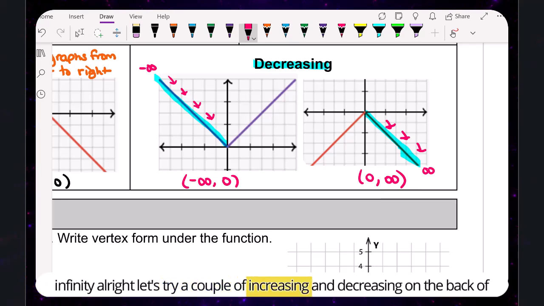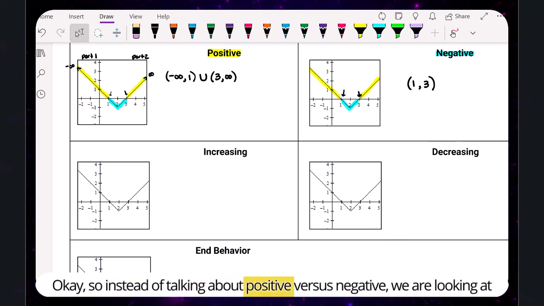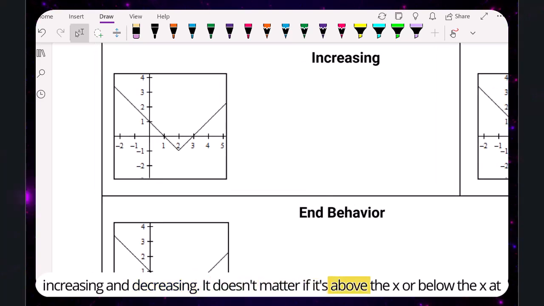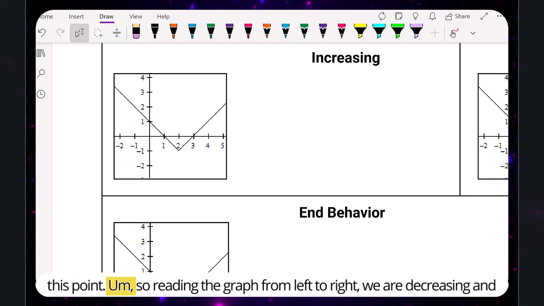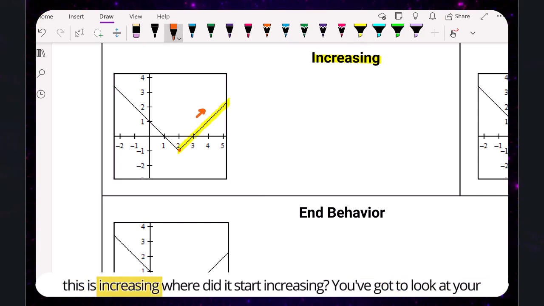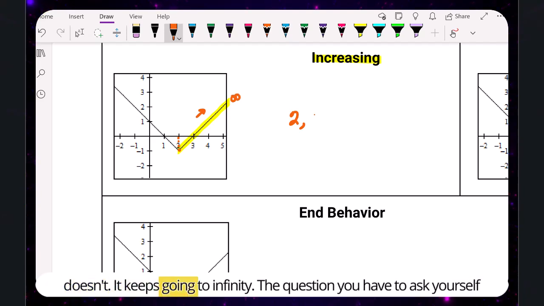All right, let's try a couple of increasing and decreasing on the back of your notes. Okay, so instead of talking about positive versus negative, we are looking at increasing and decreasing. It doesn't matter if it's above the x or below the x at this point. So reading the graph from left to right, we are decreasing, and then right here at this point, it decides to change its mind to increase. Okay, so this is increasing. Where did it start increasing? You've got to look at your domain. It looks like it started increasing at 2. Does it ever stop? No, it doesn't. It keeps going to infinity.